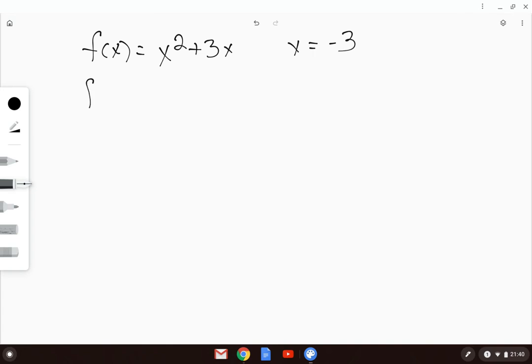So first thing I want to do, according to the 4 steps, is find the derivative of the function. So using the derivative rules from yesterday, this becomes 2x plus 3. That's the derivative function. Now I'm going to solve for the slope. So I simply input the -3 into the function.